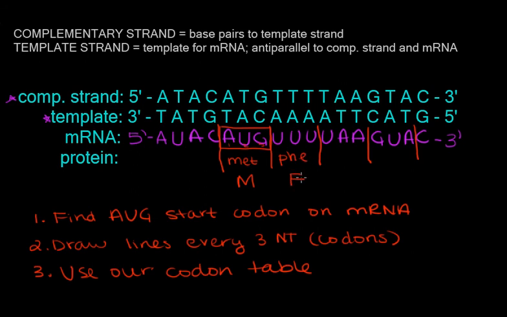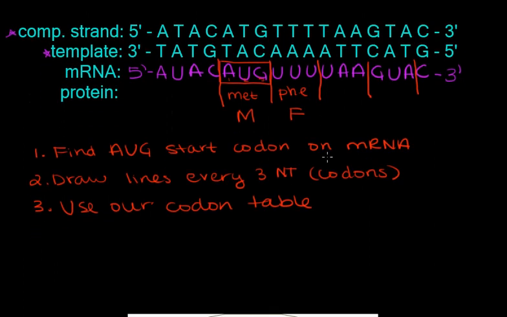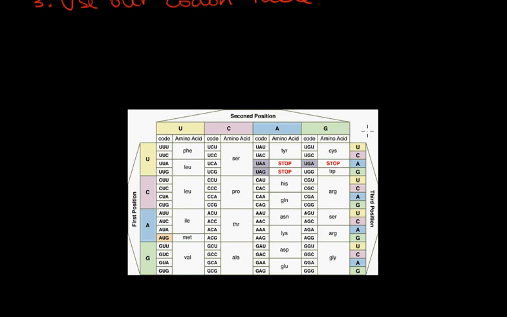You'd be given a table for these abbreviations. Next is UAA. Okay, so we've got U first position, A second position, A third position, and we see that UAA encodes stop.